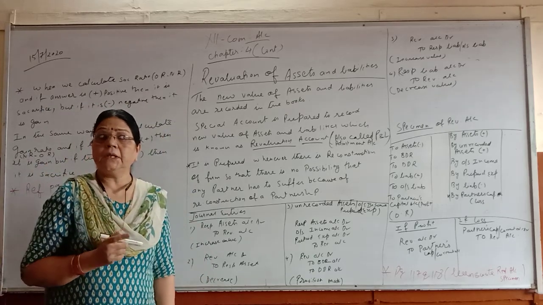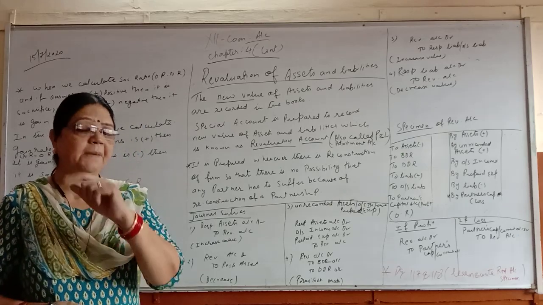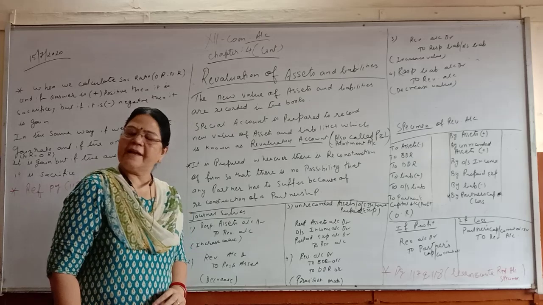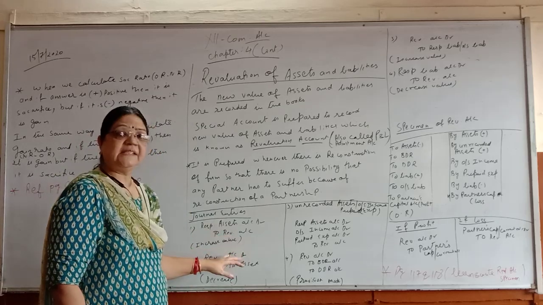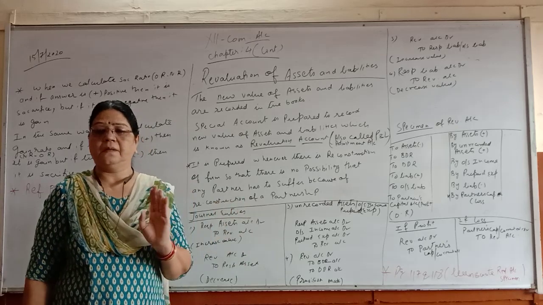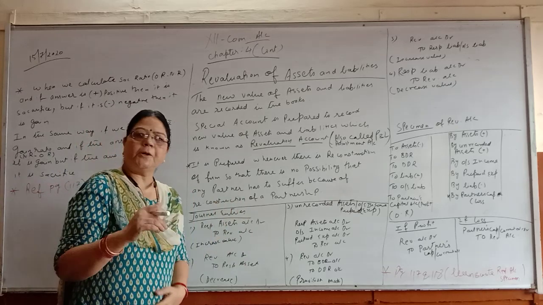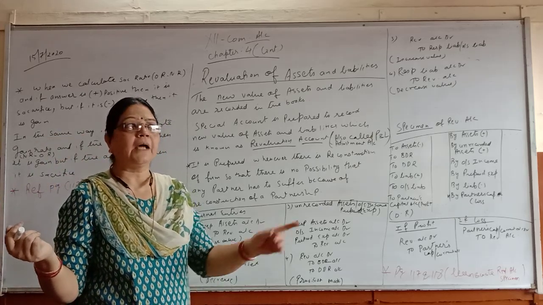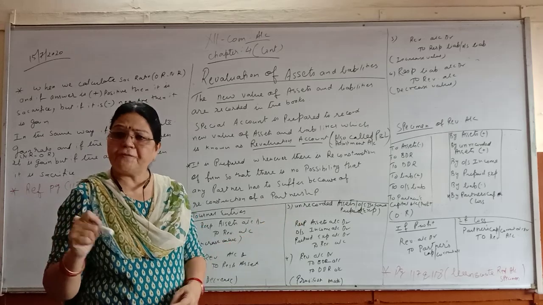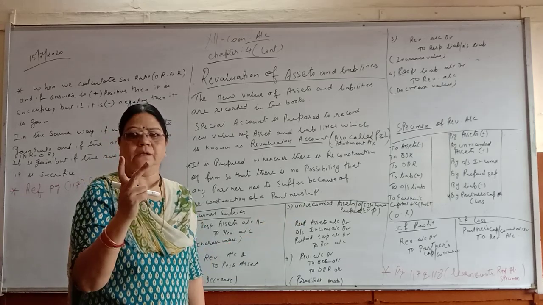Assets we have learned in 11th standard. Assets always have a debit balance. And when the value of the assets increases, suppose the old value was 30,000, but today the market value of the same machine is 50,000. So how much has it increased? By 20,000.